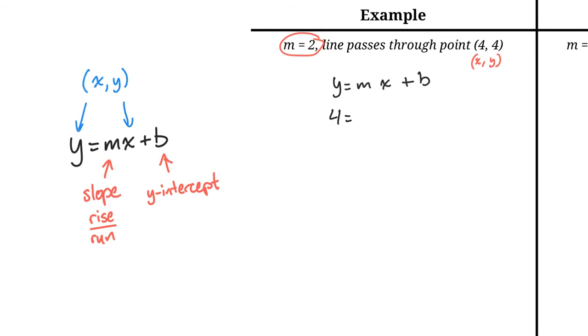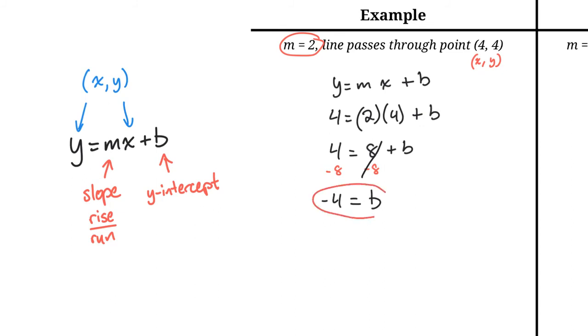4 equals 2 times 4 plus b. So we don't know what b is, we don't know what our y-intercept is, but we're going to use this information to solve for b. So this is just an equation that we need to solve. We can do this multiplication, so 2 times 4 is 8, so this just becomes 4 equals 8 plus b, and to get b on its own, we need to subtract 8. So if we subtract 8 from both sides, we're going to get that b is equal to negative 4.